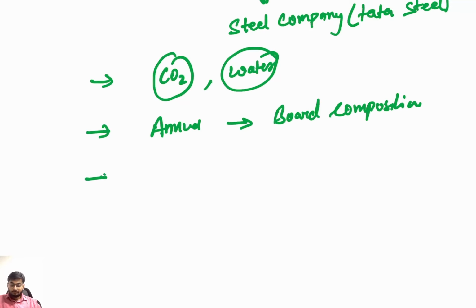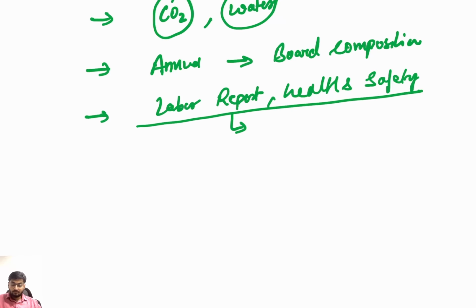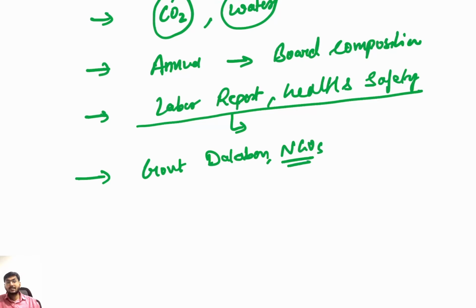Clear? Then you will get the information about the labor reports, health and safety records. Clear? You will get it from the perspective of injuries, how well they are treated, what wages they are actually paying. Clear? Then some of the information will come from government databases about the organizations, and from the NGOs, because we know that if anything goes wrong, the NGOs, the people, their committees come to the front and start protesting.